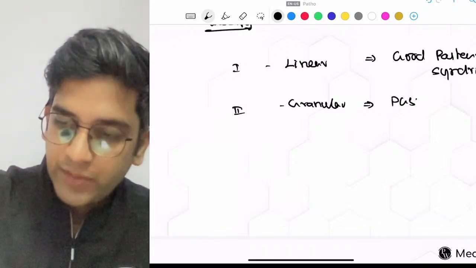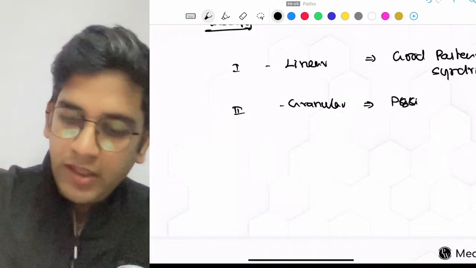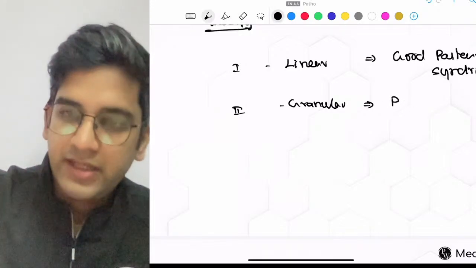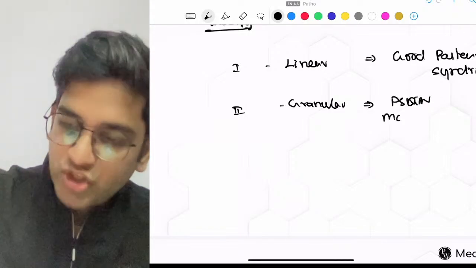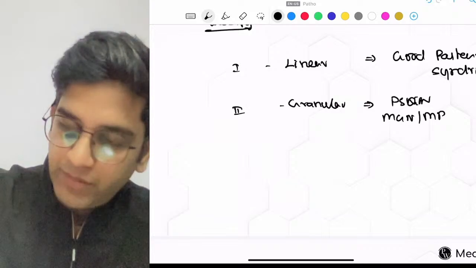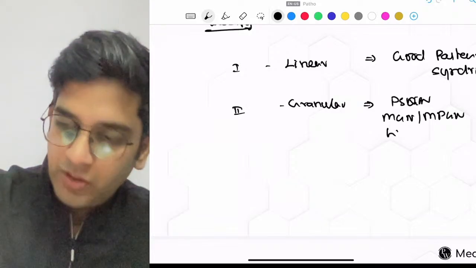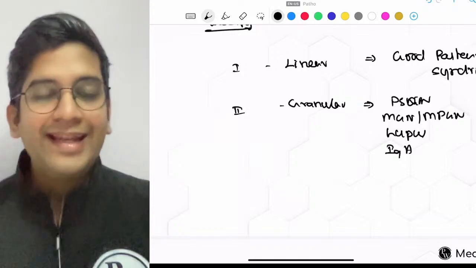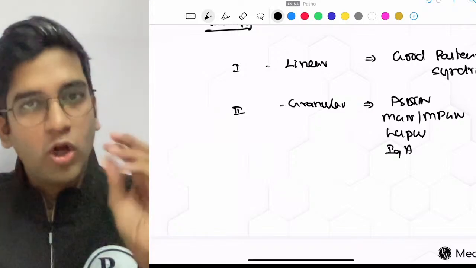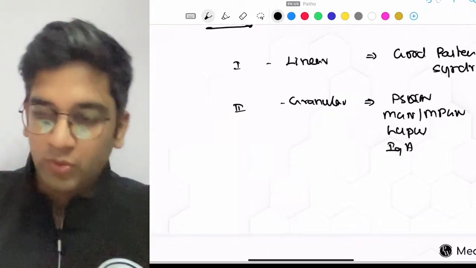You can write PSGN. It can be any other glomerulonephritis, right? It can be PSGN. It can be a membranous glomerulonephritis. It can be MPGN type 1, type 2. It can be lupus. It can be IgA nephropathy, right? Anything except Goodpasture syndrome, all the glomerulonephritis you know will come under type 2, right?